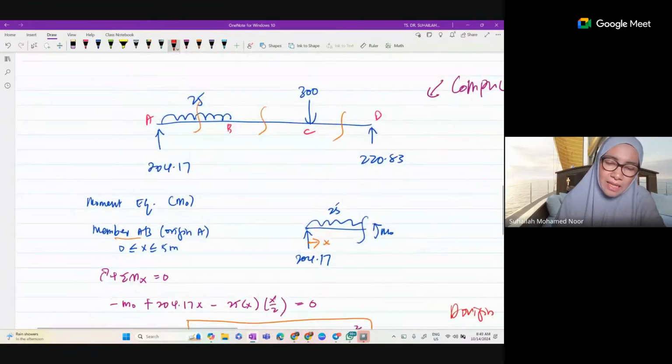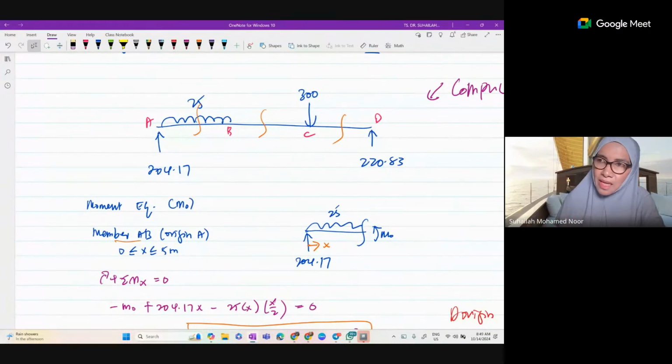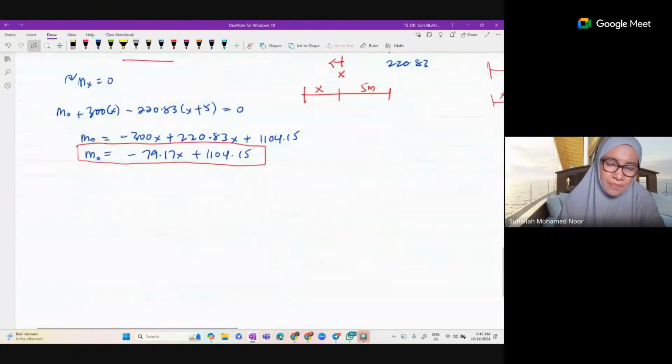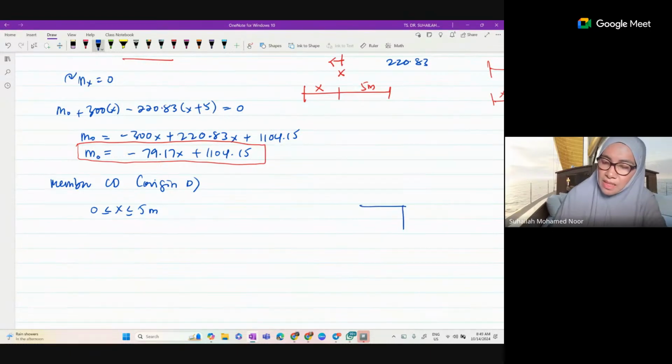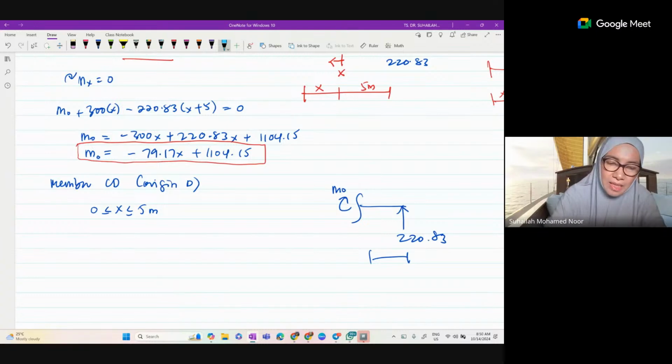Okay, now last cutting section is member CD, so D is the easiest. D is the easiest for member CD. So member CD, origin D is the easiest cutting section. So C dengan D, origin D, so X akan start from 0 to 5. Okay, the cutting section is just like this lah, 220.83. Moment acting clockwise because origin start from right. So this is X. This is X because X ni dari sini.